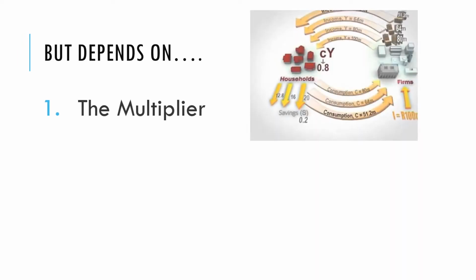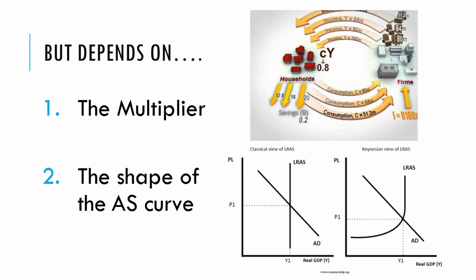Now, what does the extent of the change in actual growth depend on? Well, two things to consider. Firstly, the multiplier. The size of the multiplier will affect the change in the actual level of growth, and secondly, the shape of the AS curve. The classical view would consider there would be little change in actual growth for a change in aggregate demand, whereas the Keynesian view would suggest that there could be quite a significant change in actual growth with a change in demand. And so these are two good evaluation points that we can use any time we talk about changes in economic growth.